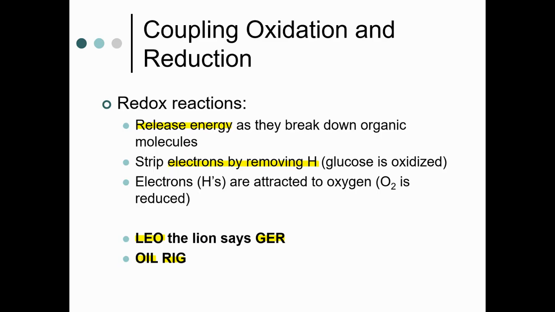Then OIL RIG: oxidation is a loss, reduction is a gain. So you can use either one. When I was in school, I learned Leo the lion says grr. I like it better, but you can use either one. Whatever we're oxidizing is losing electrons, so we're stripping the hydrogens away from it. Once again, in cellular respiration, that's going to be glucose. And then we're going to be reducing other molecules, and when we do that, they're going to be gaining electrons.